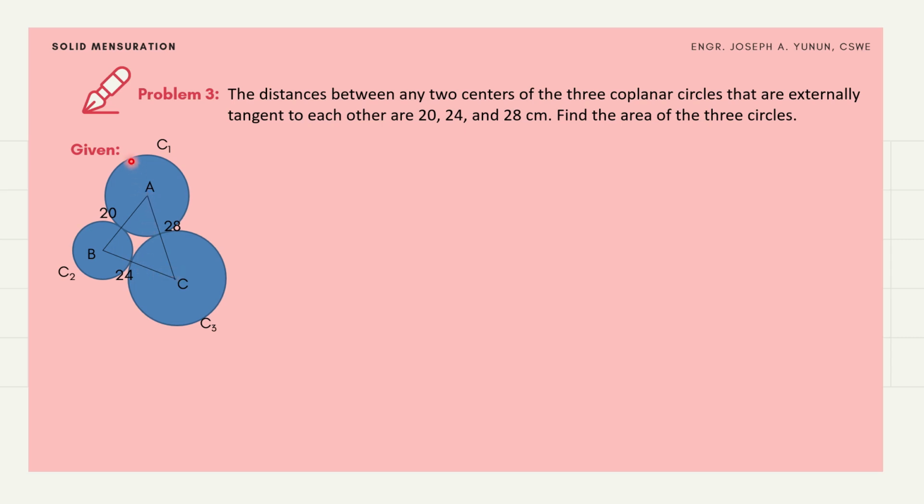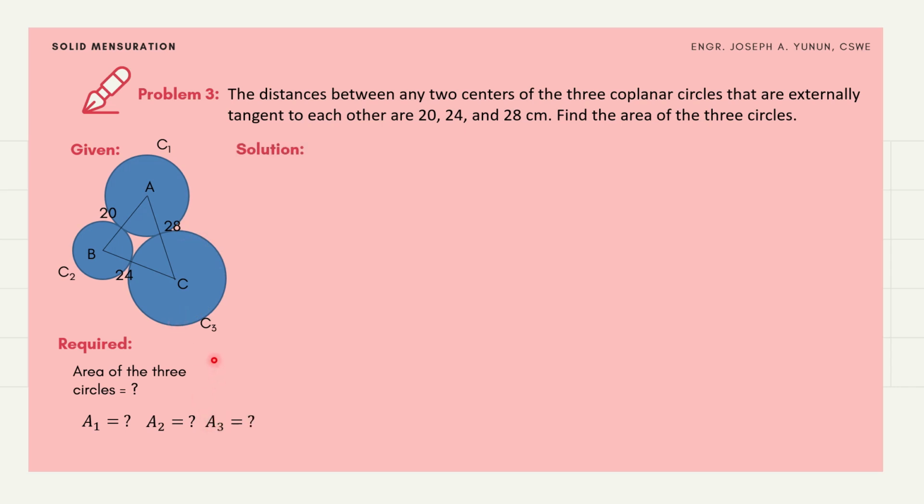Okay, so they are all externally tangent to each other. Then the distances between any two centers are given as 20, 24, and 28. What is required is the area of the three circles: the area of circle 1, which is A1, the area of circle 2, A2, and the area of the third circle, which is A3.